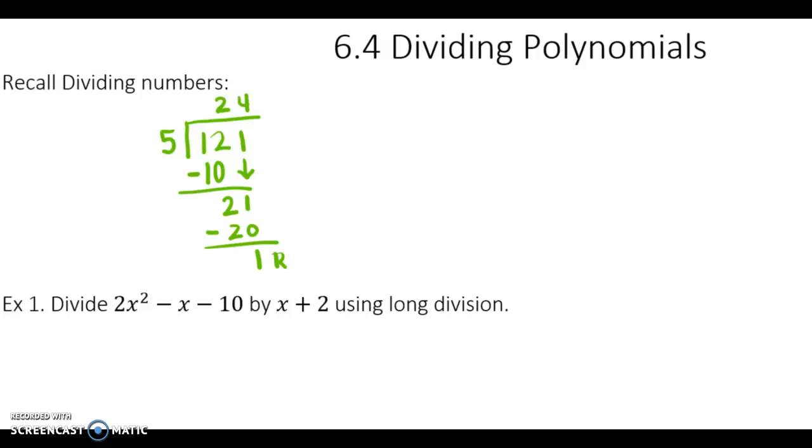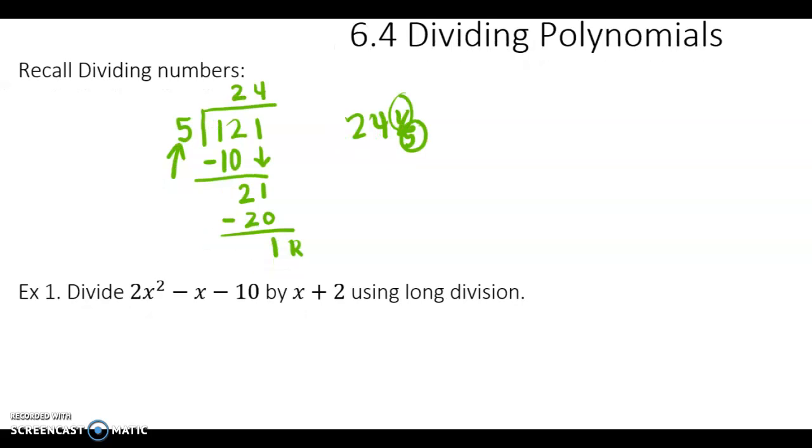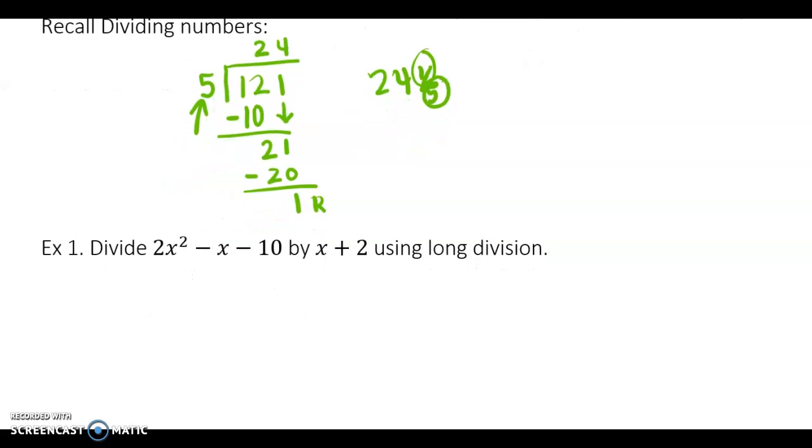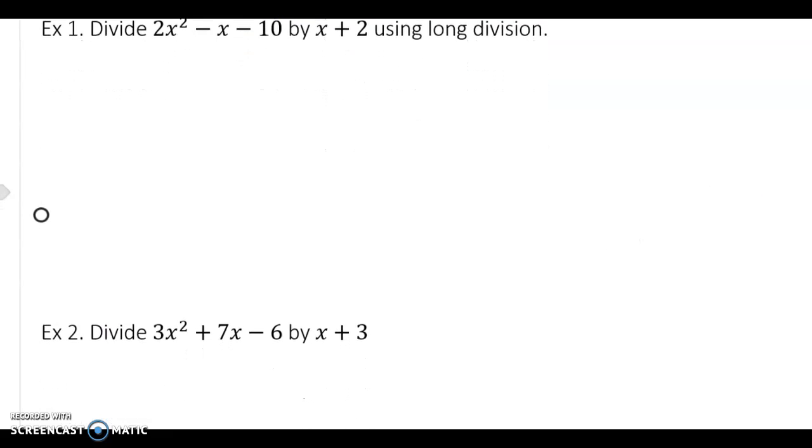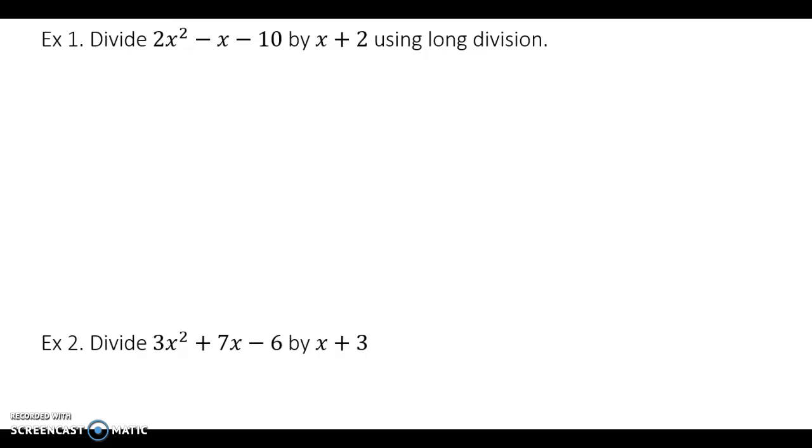And you could rewrite this as 24 and 1/5. Okay, so the remainder is on the top here, and then your denominator is whatever you were dividing by. Alright, so we're going to do the same process, very similar, when we're dividing polynomials. So let's go ahead and start.